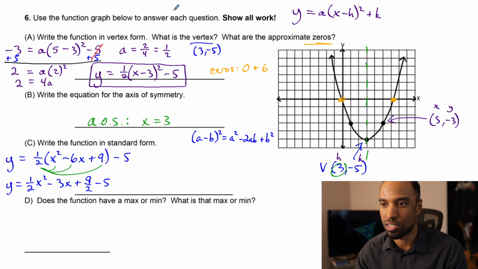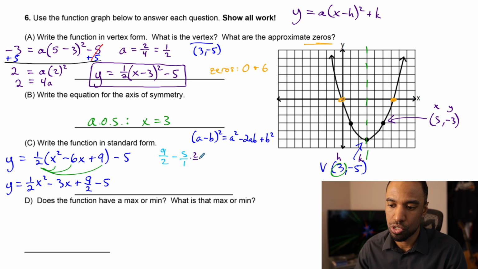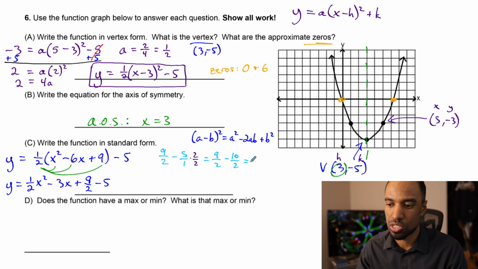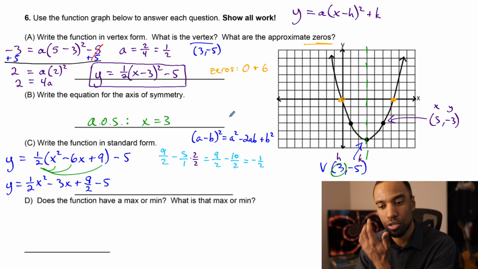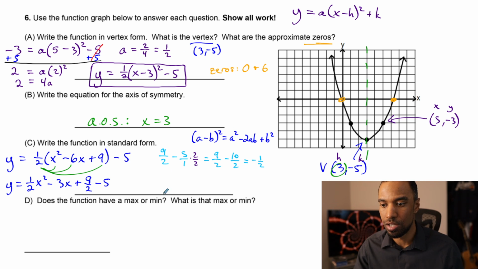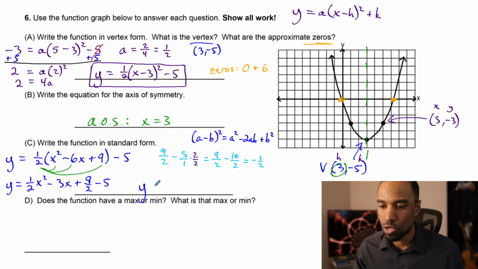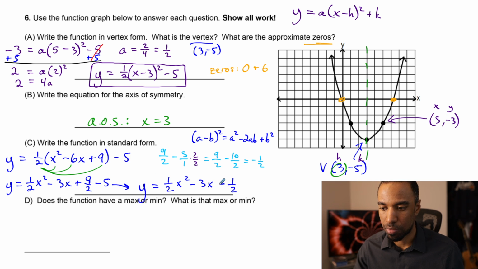How do we do that? Let's get some side work. 9/2 minus 5 over 1. Get a common denominator of 2 right there. That's going to give us 9/2 minus 10/2, which is negative 1/2. So your final equation for this guy here is going to be y equals 1/2 x squared minus 3x minus 1/2, as we got those combined right there.